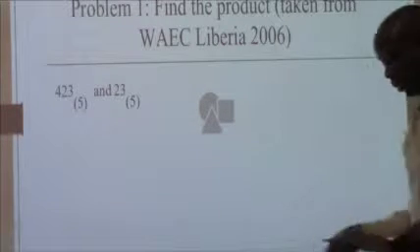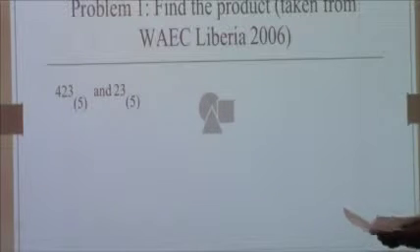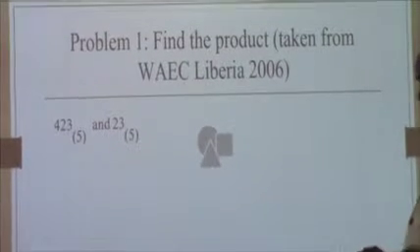Alright, so here we have a problem. Try to ignore something that just popped up on our screen due to some technical problems. We have to multiply 423 base 5 and 23 base 5.